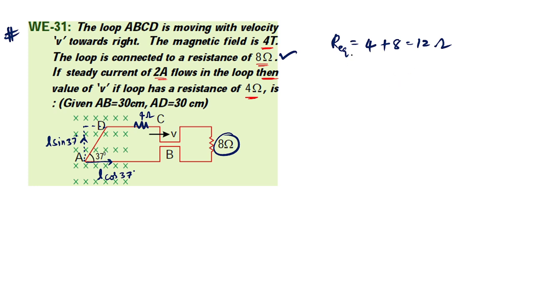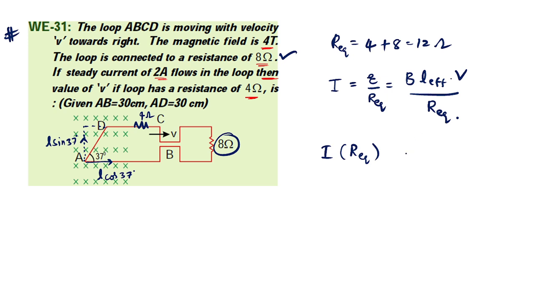Clear? Now we know current I is equal to induced EMF divided by R equivalent. Induced EMF is nothing but B L effective into v, divided by R equivalent. So now we have I into R equivalent, which is equal to B L effective v. L effective means L sin 37 degrees into v, right?